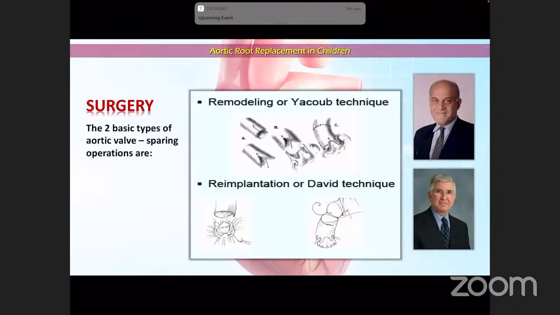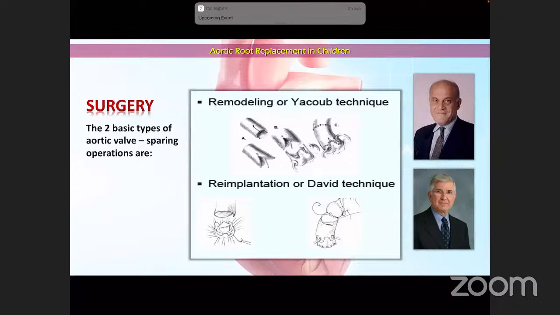Then for valve preserving aortic root procedures, we have the two major techniques. One was described originally by Dr. Yacoub, and this is referred to as the remodeling technique. And if you look at the picture here in front of Dr. Yacoub's picture, the valve, of course, is repaired, whatever type, the valve is going to be preserved. You repair it, you're happy with the valve. So you just replace the aortic root without replacing the valve.